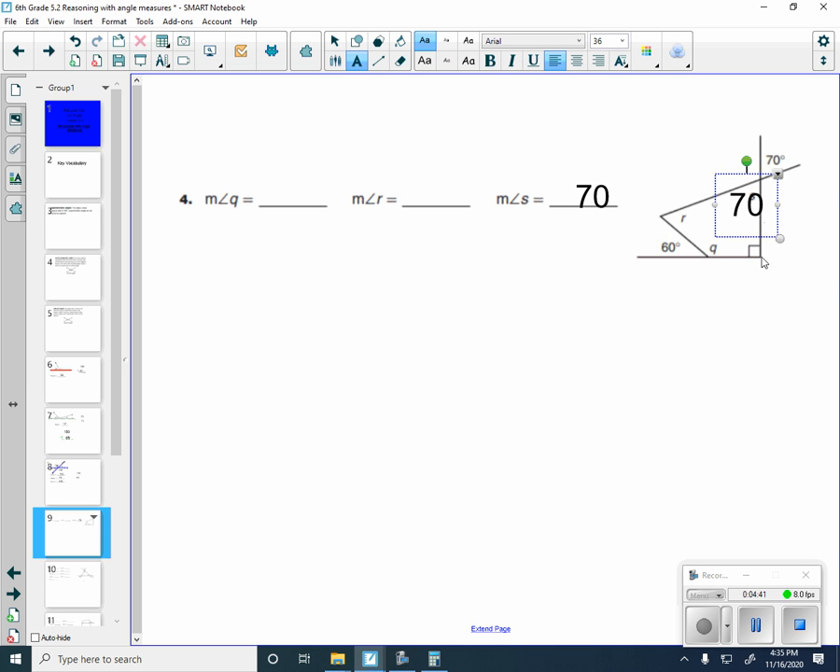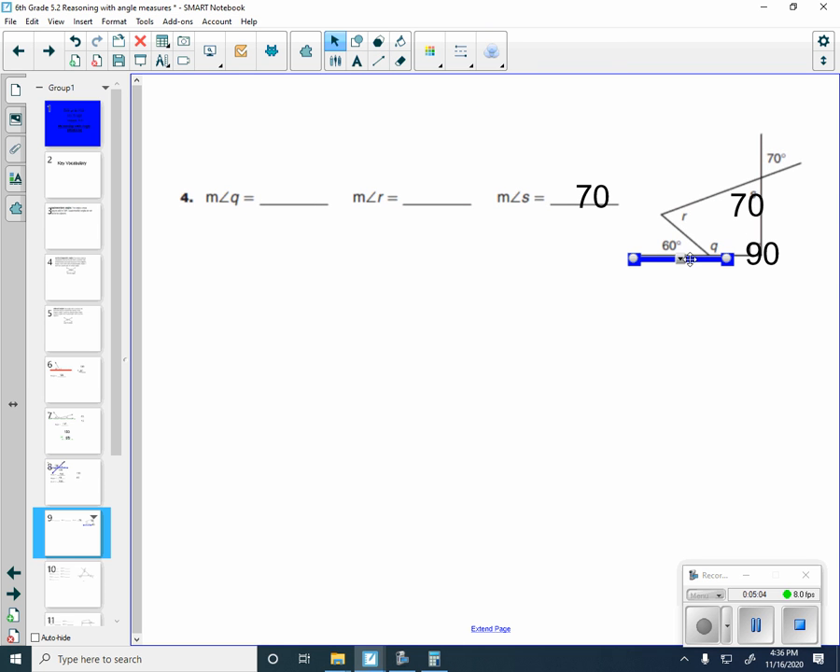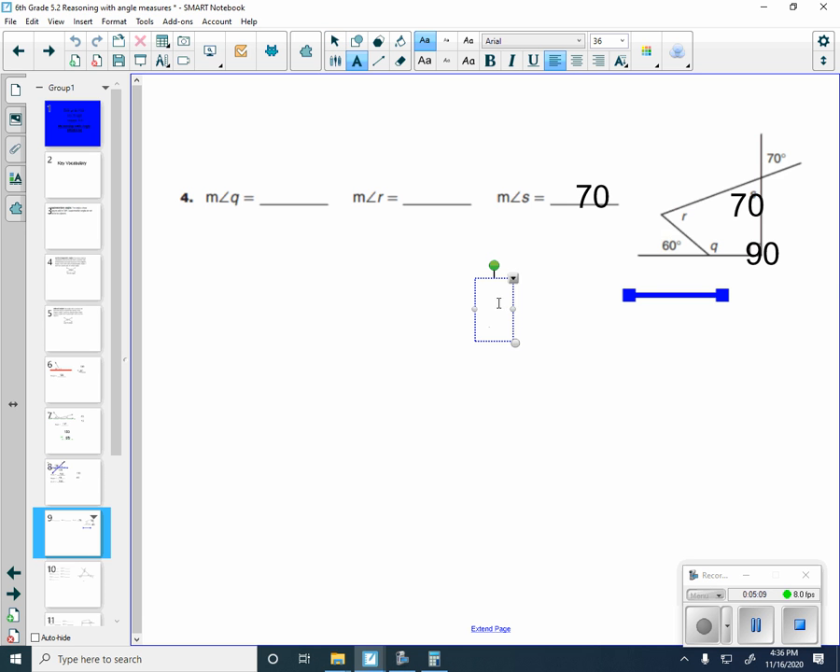Here's another thing we know. Whenever we see a fancy box like this in the corner, that equals 90 degrees. So we have that done. Down here, we have a straight line. 60 and Q, when you add them up, equal 180. So what is 180 minus 60? It's 120. Okay, so if we know 70, we know 90, we know 120, which is Q.